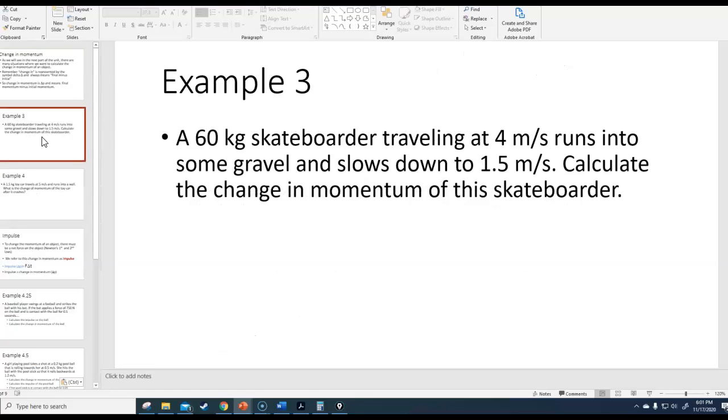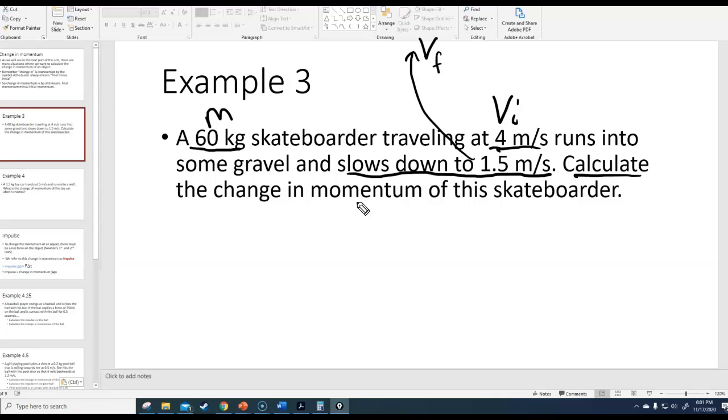Okay, so take a look at example 3. So example 3 says a 60 kilogram skateboarder. Right away I identify the mass of the skateboarder. Traveling at 4 meters per second, runs into some gravel and slows down to 1.5 meters per second. Now, one of these velocities is going to be the initial velocity and one is going to be the final. And so you have to think which comes first. Well, first the skateboarder is traveling at 4 meters per second, and then he slows down to 1.5 meters per second. That means I'm going to label this 4 meters per second VI. And the other one I'm going to label VF.